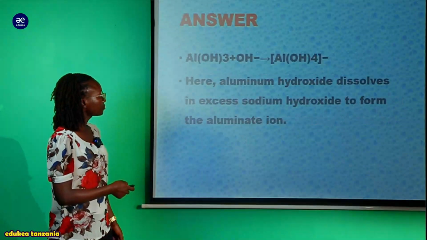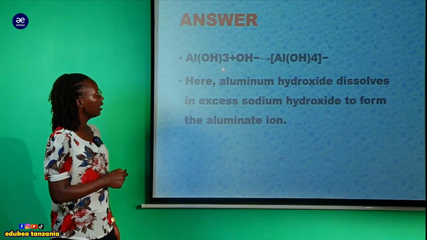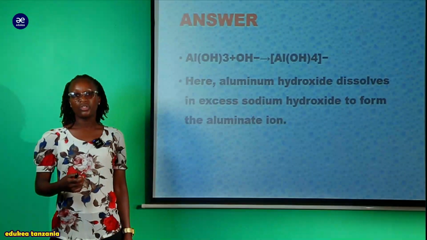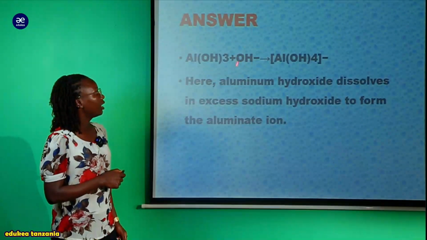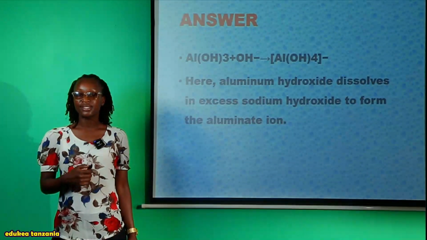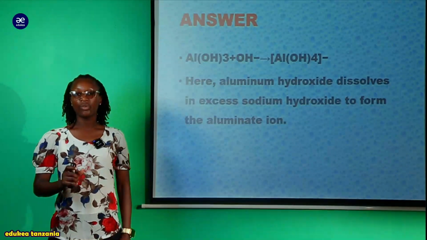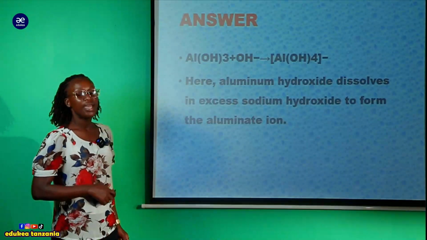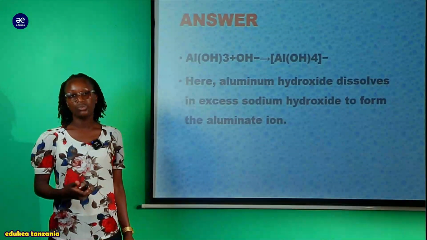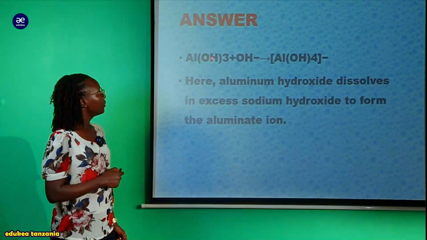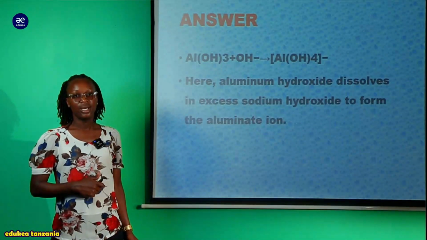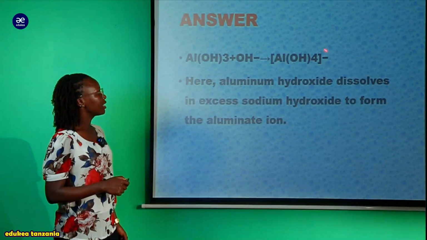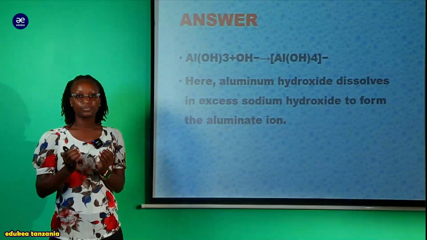So let us see. This one is the aluminium hydroxide. It may react with the OH. OH ina simplify au inaonyesha the base solution, kwa sababu tulikuwa na excess sodium hydroxide ikidissociate, tunakuja kupata sodium ion with the hydroxyl ion. Kwa hiyo hii hydroxyl ion ina demonstrate the base solution. Kwa hiyo hapa aluminium hydroxide ina act kama acid. Hence tunaenda kupata hii hapa compound ambayo ni aluminium hydroxide, lakini hii imekuwa in term of complex.